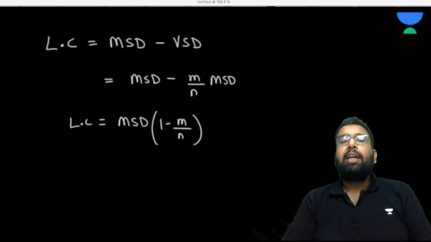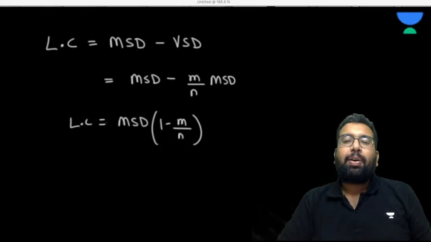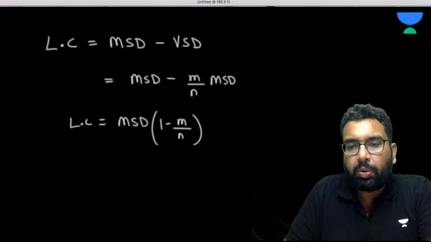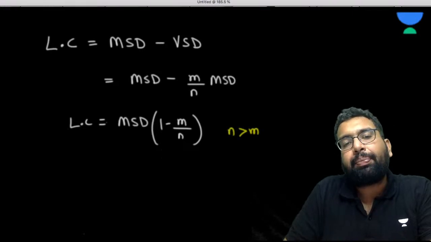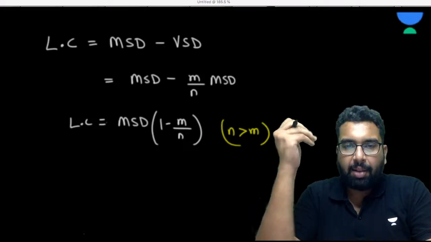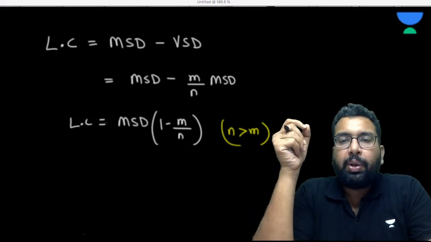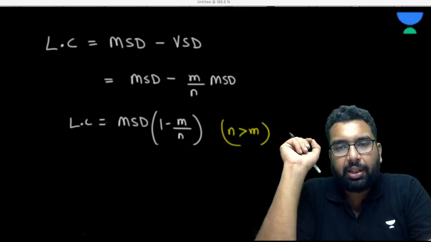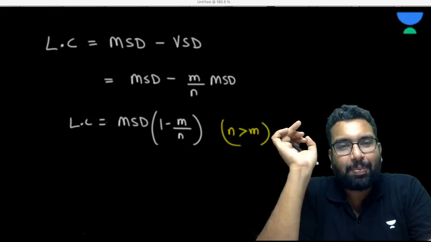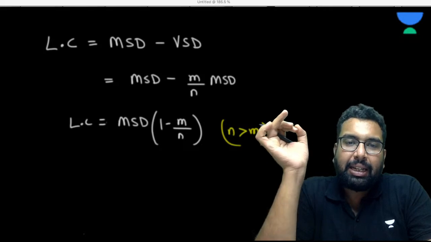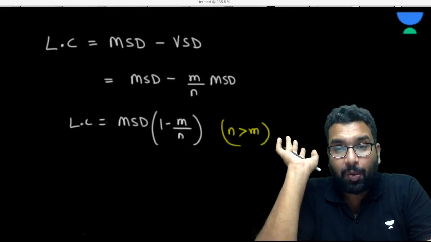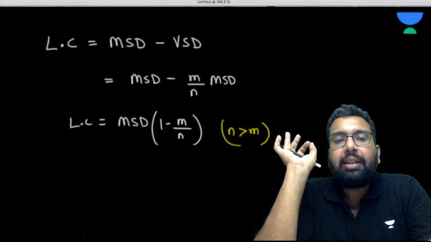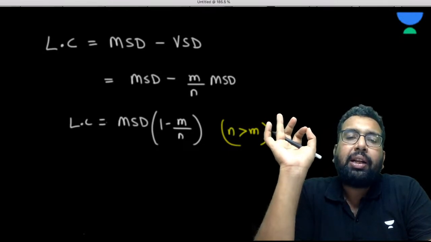Here, remember n is greater than m. Don't you forget that n is greater than m. This will help you in future. Sometimes people memorize this also. So one least count is equal to MSD minus VSD, and one VSD is equal to m by n of MSD. So the least count is MSD into 1 minus m by n. I hope it is clear to everyone. This is how we can get the least count of a Vernier caliper.